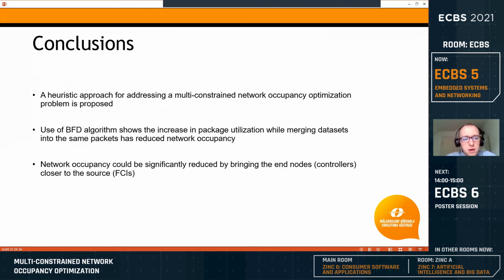Now, to conclude, we propose a heuristic approach for addressing this multi-constraint network occupancy optimization. We use the best fit decreasing algorithm, but we added the allowed misses into account. And we show that merging data sets into the same packets shows a reduction in network occupancy. Also, network occupancy, as I already mentioned, can be significantly reduced by bringing the end nodes or controllers closer to the source nodes, or FCIs in our case.